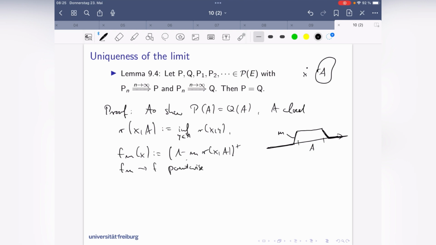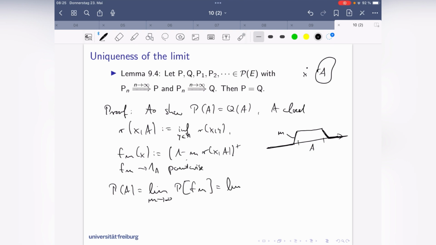And I have to show P of A equals Q of A. On the one hand, of course, P of fm, with square brackets because it's an integral, converges to P of A. This holds by dominated convergence, because fm converges to the indicator of A. So this here is dominated convergence.